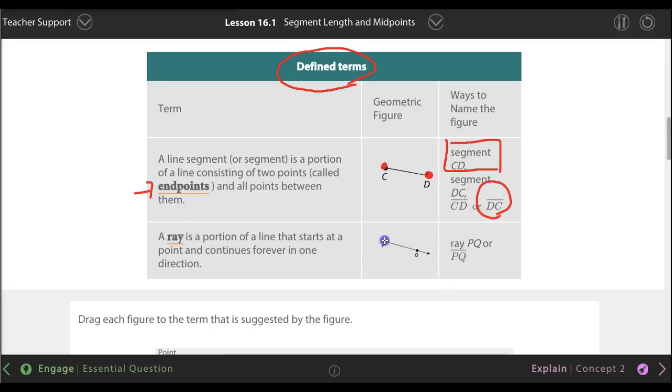A ray has an endpoint and then it goes on and on and on forever on one side. This is really important. So you write it like this, ray PQ. And when you do that, I don't know if you can see it, but it's supposed to be like a little arrow over here. Okay, so these are really easy ones.